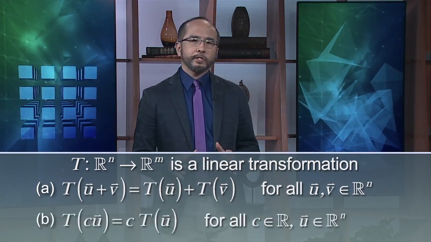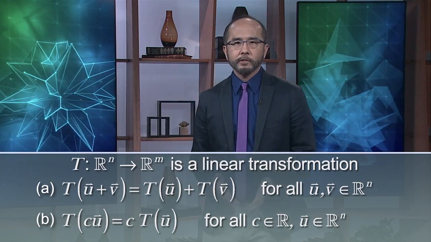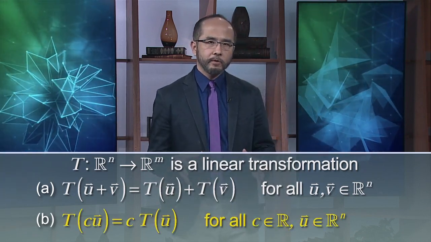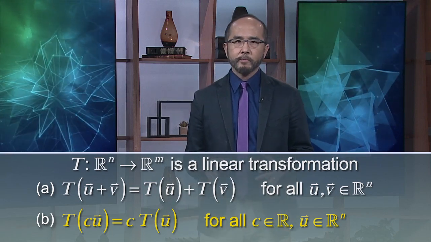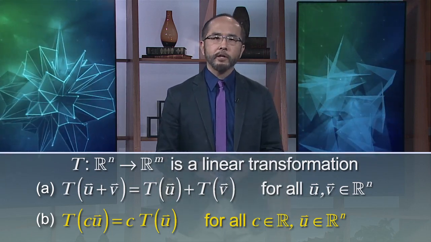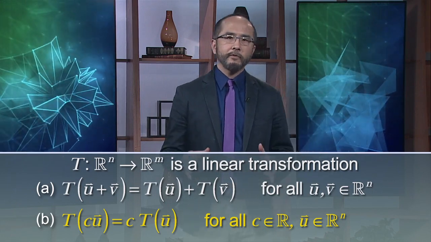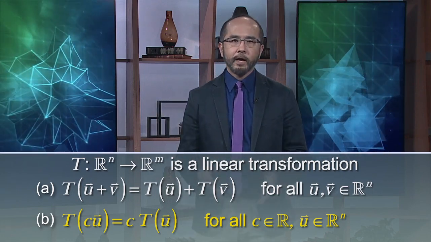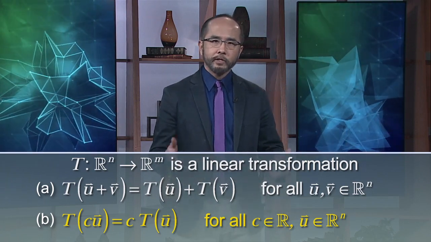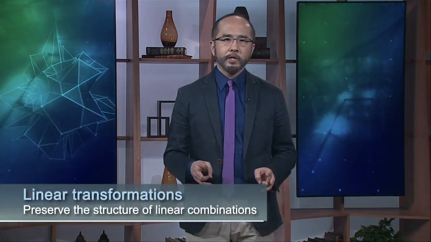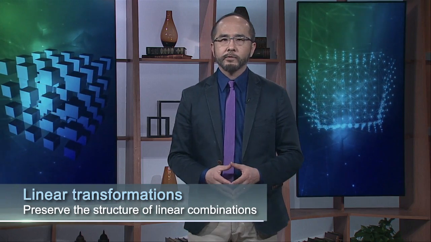The second property of linear transformations is that they preserve scalar multiplication. T(cu) = cT(u) for all scalars c and all vectors u. For instance, if you transform a vector that's scaled by a factor of 5, you'll get 5 times the transformed vector. Taken together, these two properties mean that linear transformations preserve the structure of linear combinations. If I take a linear combination of vectors and transform it, that will be the same result as if I transform the vectors and then take the same linear combination of the transformed vectors.